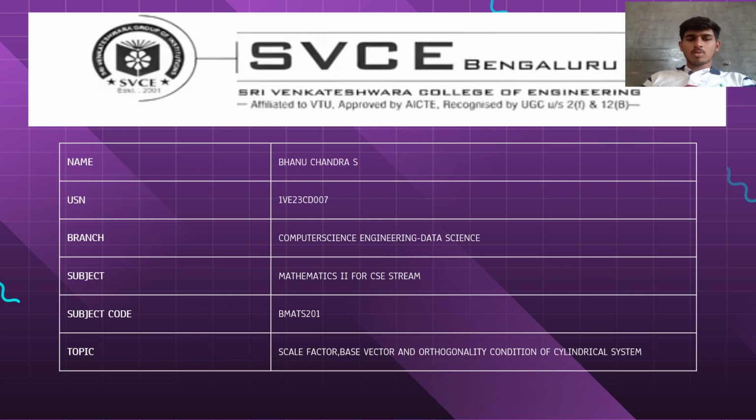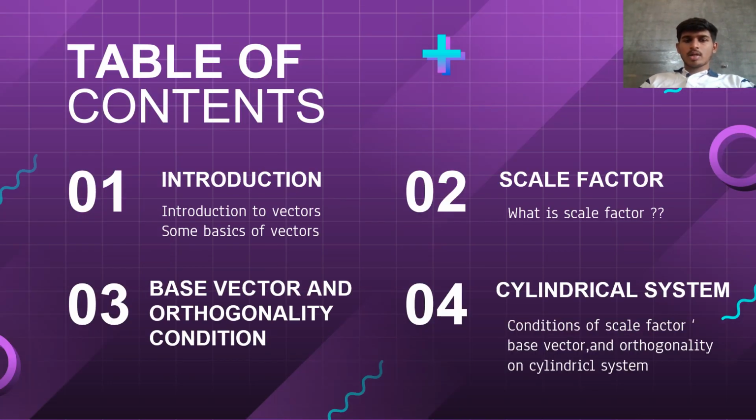Today mainly we'll talk about topics like scale factor, base vector, and orthogonality condition for cylindrical coordinate system. The content of this video is listed below. First we learn about vectors, an introduction to vectors, what vectors are, and some basics. Then we'll go with scale factor, what it is and the formula for scale factor. Then base vector and orthogonality condition for the cylindrical coordinate system. Finally we'll apply everything in cylindrical coordinate system: we'll find the base vector, scale factor and orthogonality condition and prove it.